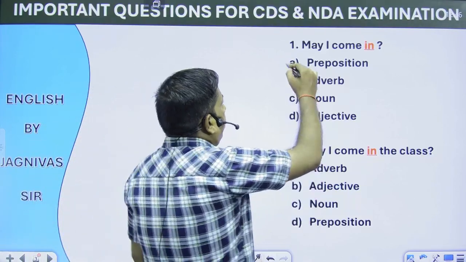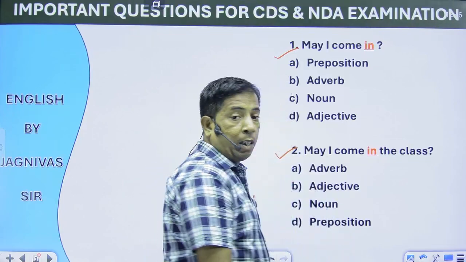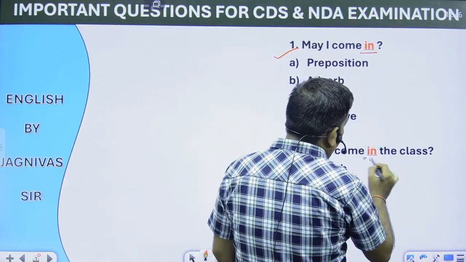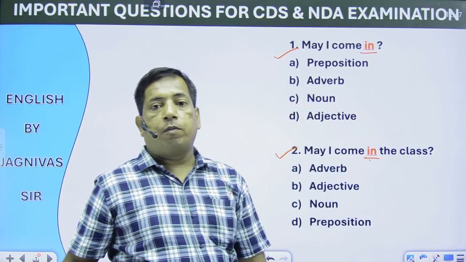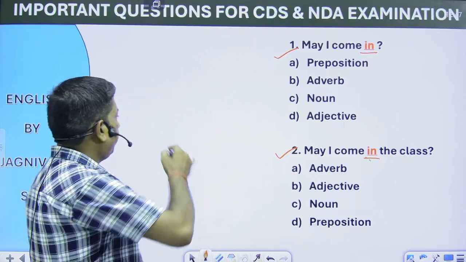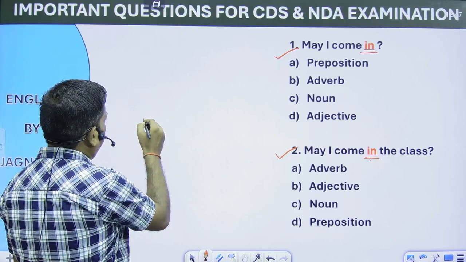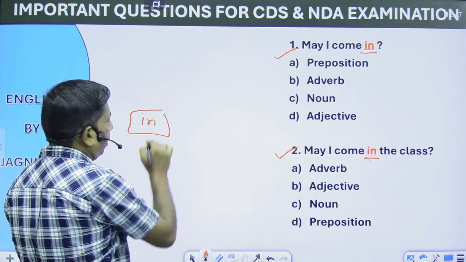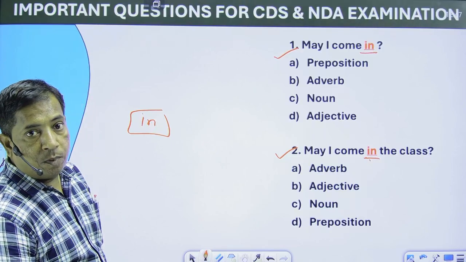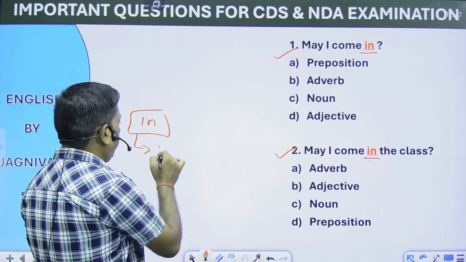In the first question, may I come in? And in the second question, may I come in the class? You can see the highlighted word in, and you have to tell the part of speech of the word in both the sentences. The word is the same in both, but is the part of speech the same? Let's find out. Generally, we know that in is a preposition.